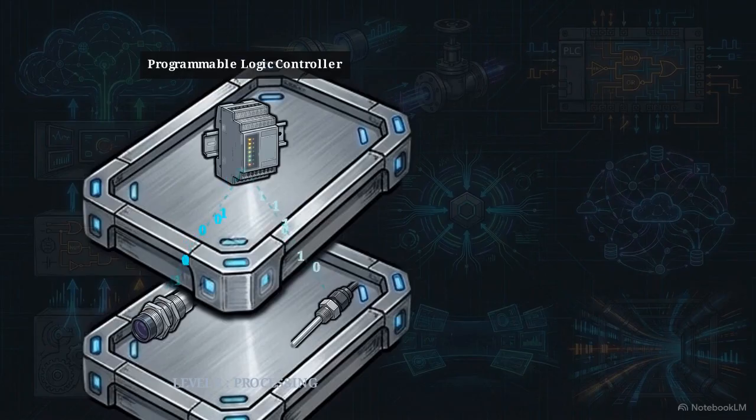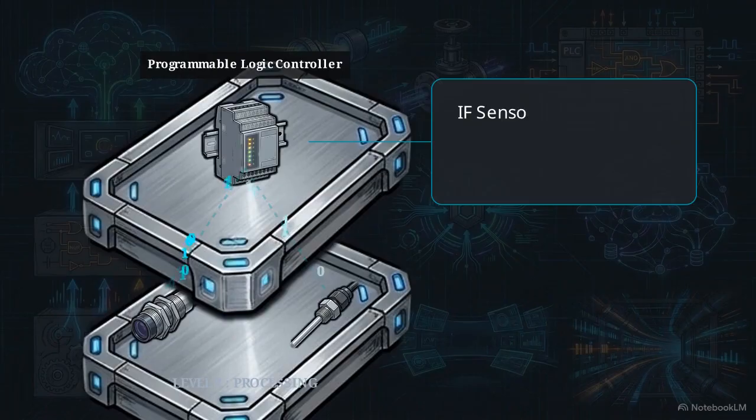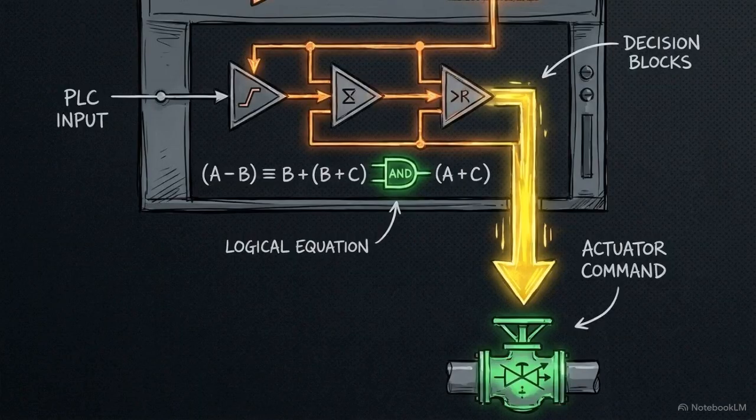PLCs ingest the raw data streams from the sensors below. To process this, the PLC relies on step-by-step coding logic. If sensor A equals high, following strict indentation rules, the PLC evaluates this. Once the equation is met, the code reaches the then statement. The output phase initiates, sending an immediate control command back down to the actuators to open a valve.